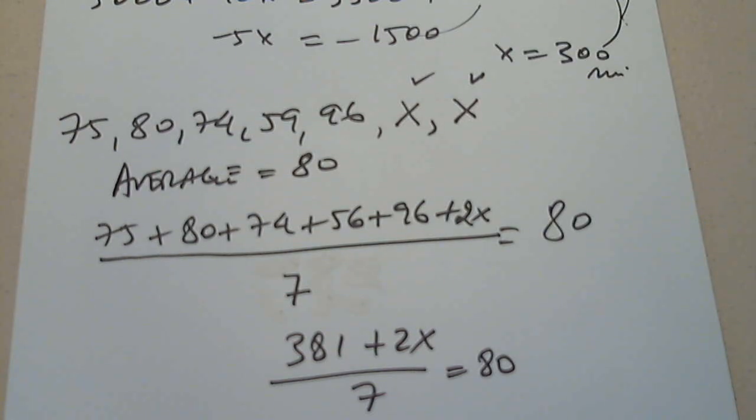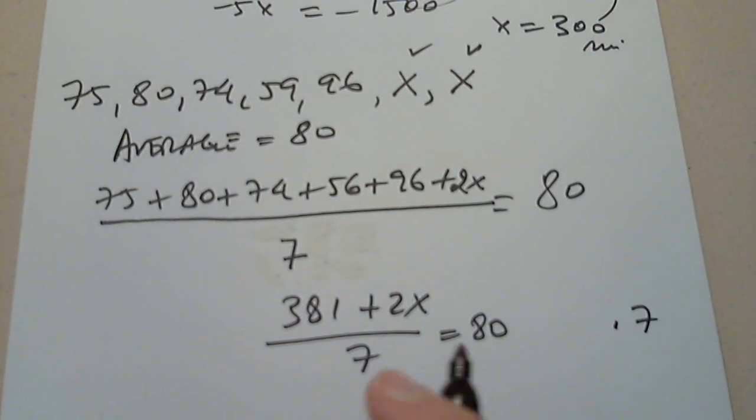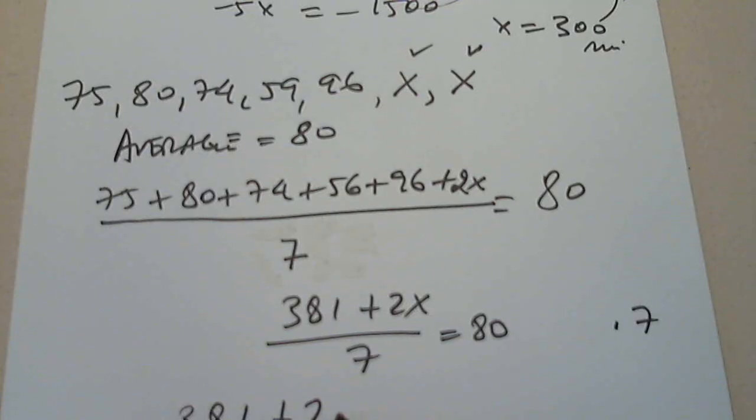Move the 381 over to the other side. And we have not cleaned it up. We do not like fractions, although we are no longer afraid of them. And we don't like decimal numbers, although we're not afraid of them. I cannot get in here before I remove this. Multiply by 7. We have to multiply both sides by 7. Very good. So 381 plus 2x.